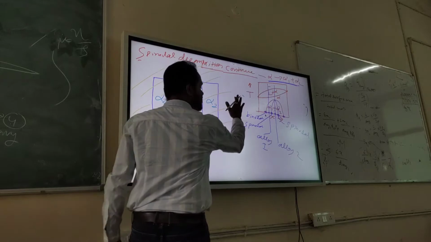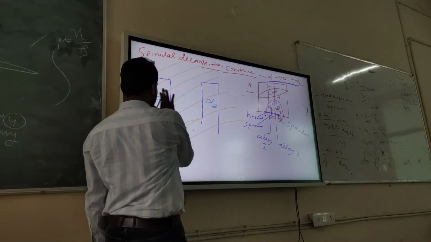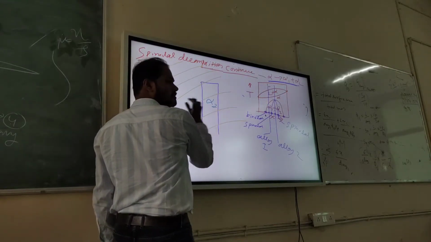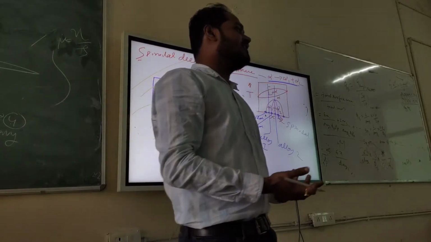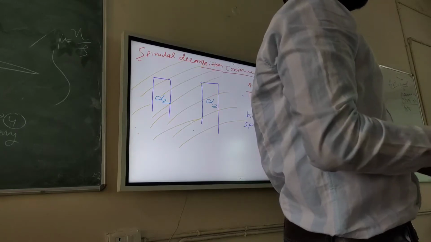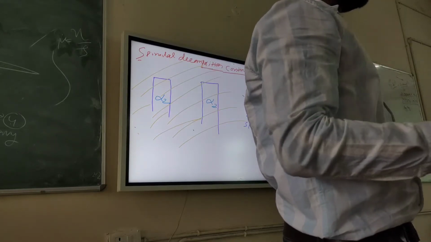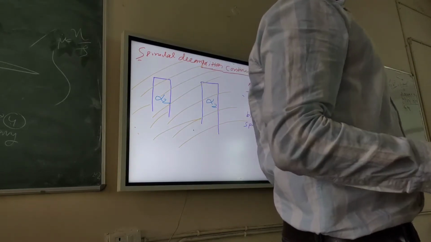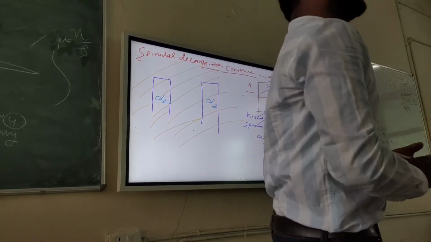So this region is what? Alpha. This region is also alpha. This region is alpha. But alpha 2 has formed. If alpha 2 will form, obviously alpha 1 will form, because you remember alpha 1, alpha 2 differ in composition. One will be A rich phase, one will be B rich phase. So how is this happening? What exactly happens?